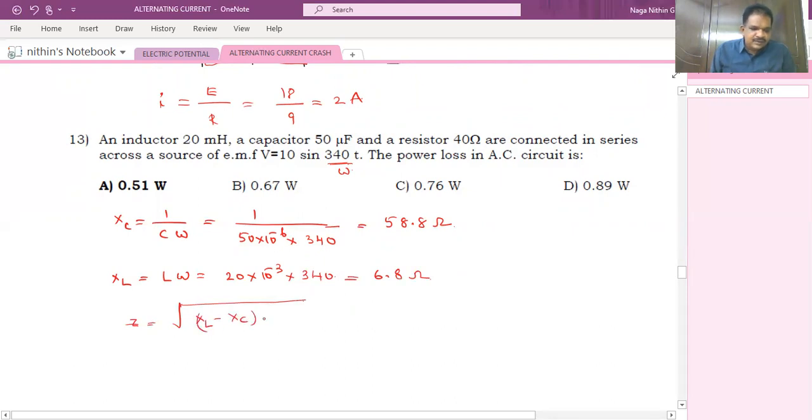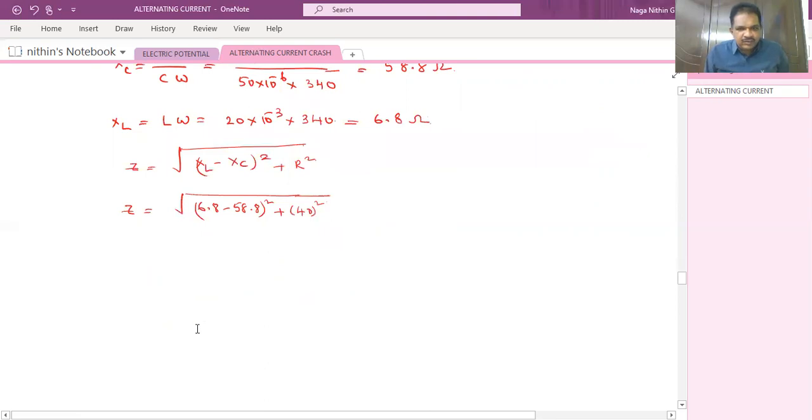Then the impedance value will be Z is equal to square root of (XL minus XC) whole square plus R square. So Z is equal to square root of (6.8 minus 58.8) whole square plus R value, which is 40, square. We will get this value as 52 whole square plus 40 square. So finally Z is equal to square root of 4304 ohms. You just keep it like this.